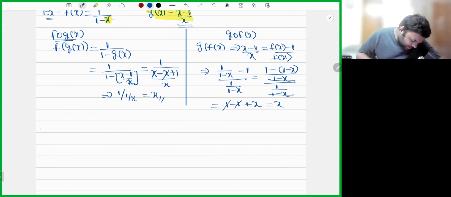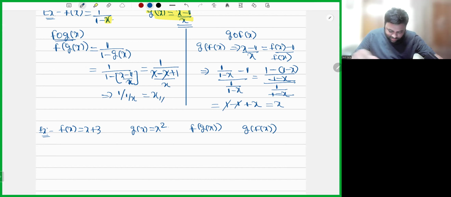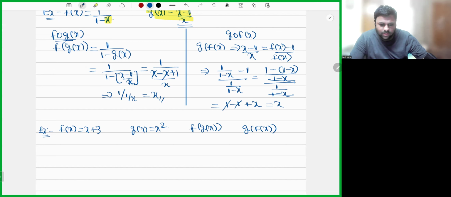Now try this example and tell me. F of x is equals to x plus 3. G of x is equals to x square. I want you to calculate f of g of x, g of f of x. You need not type it in the chat box because x square, all those things won't come. But just write. I'll wait for 1 minute.